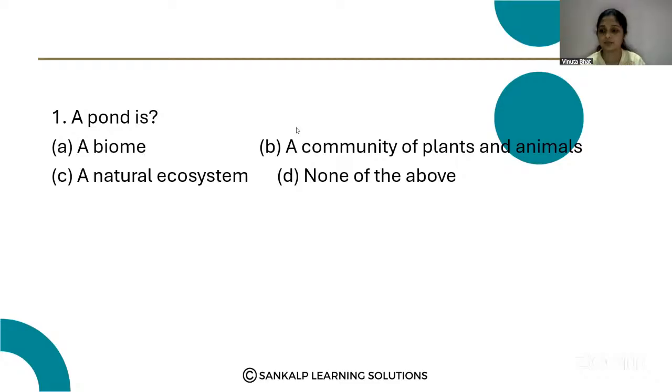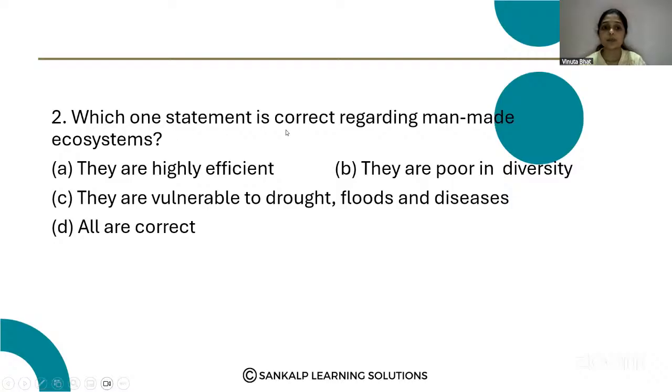Next question. Which one statement is correct regarding man-made ecosystem? So ecosystem has 2 types, right? The first one is natural ecosystem, and the second one is man-made.